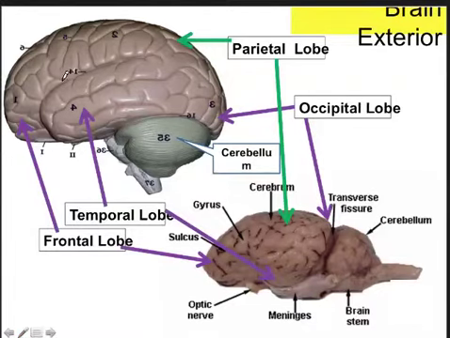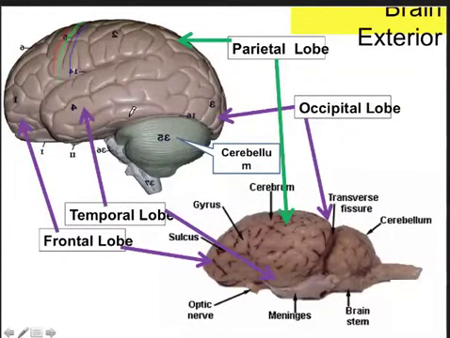This is the central sulcus right here in green. The motor cortex is right here in red. And the sensory cortex, which marks the beginning of the parietal lobe, is right here in blue. So that's the beginning of the parietal lobe. That right there is the frontal lobe.